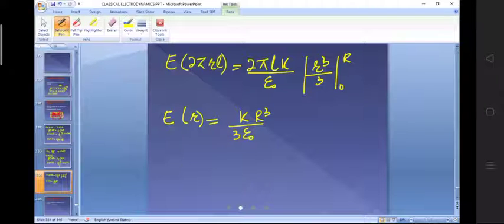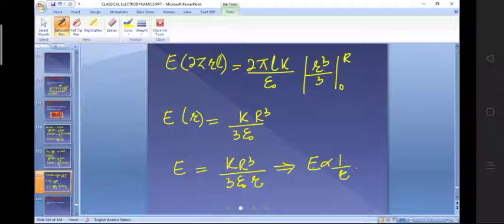So finally, this electrostatic field will be equal to K R cube divided by 3 epsilon naught multiplied by small r. So this is the electrostatic field outside, which implies that the electrostatic field outside is proportional to 1 divided by r, same as that of a line charge. That means the electrostatic field outside is as if the whole charge is concentrated on the axis of the cylinder.